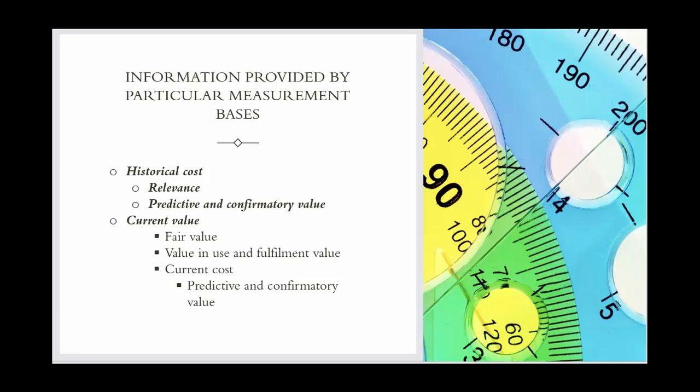Predictive and confirmatory value. Historical cost helps predict future costs and margins by providing a basis for comparison. It also confirms past predictions and decisions about resource allocation. Example. If a company plans to replace the machine every 5 years, the historical cost information helps in predicting the timing and amount of future expenditures for new machines.